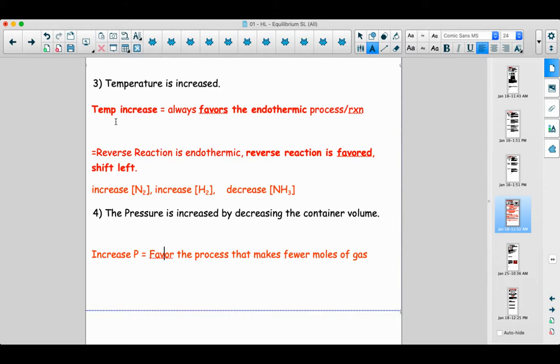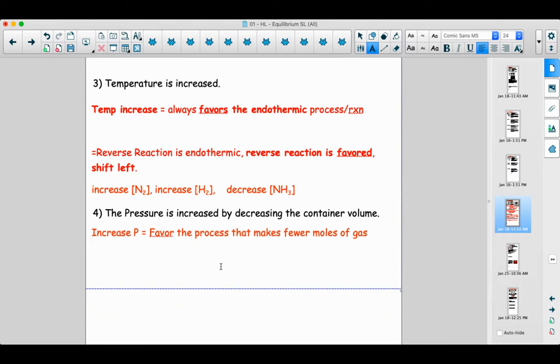In the temperature example, if I add heat, the system tries to get rid of the heat. It does that by favoring the endothermic process. The endothermic process absorbs the heat. So when you add the heat, by shifting endothermic, we absorb the heat. So once again, we get rid of the stress. That's Le Chatelier's principle. In this one, if I increase the pressure, the system will shift to reduce the pressure, and it does that by converting to fewer particles. Fewer particles of gas will mean less pressure.